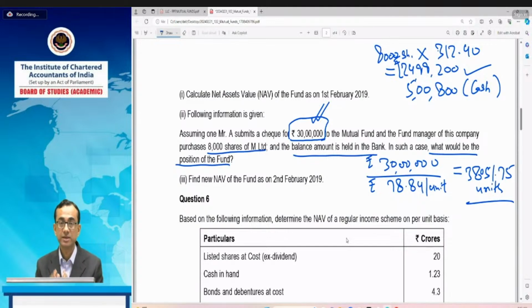Okay, how this is arrived at: the total investment made is 30 lakh. Out of this 30 lakh, 24 lakh 99,200 is in shares of M Limited, and the rest of the amount, that is 5 lakh 800, is in cash. So by investing this further 30 lakh, how many units will there be? It must have been converted into units. So that is 30 lakh divided by the NAV of 1st of February, which is 78.84. The units arrived at are 38,051.75. So the total number of units will be 6 lakh plus 38,051.75.